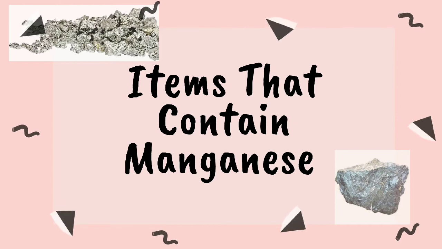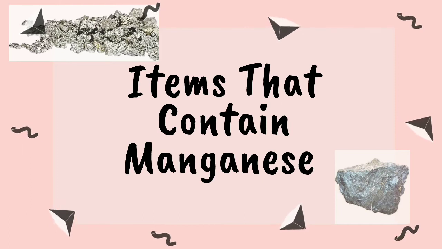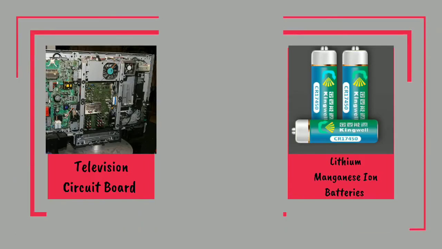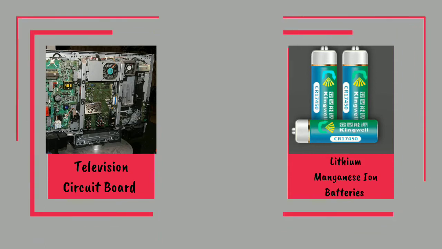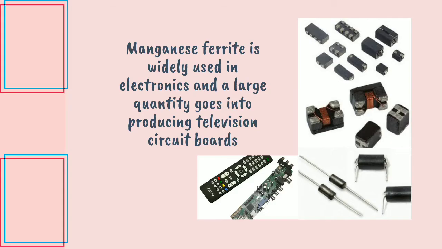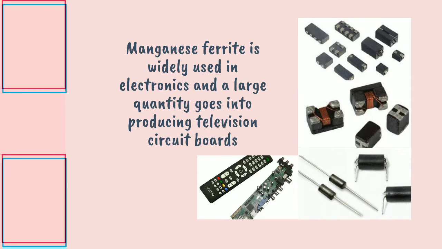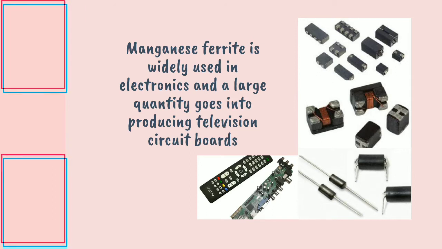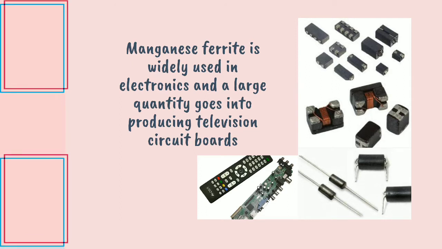Guys, for this session, I will explain to you what items contain manganese. Television circuit boards and lithium manganese ion batteries both use manganese to be produced. Manganese ferrite is widely used in electronics and a large quantity goes into producing television circuit boards. As you can see in the pictures over here, these are some examples of manganese ferrite used in producing television circuit boards.